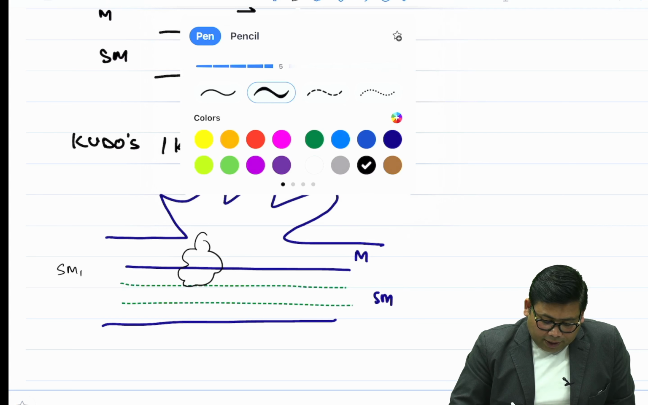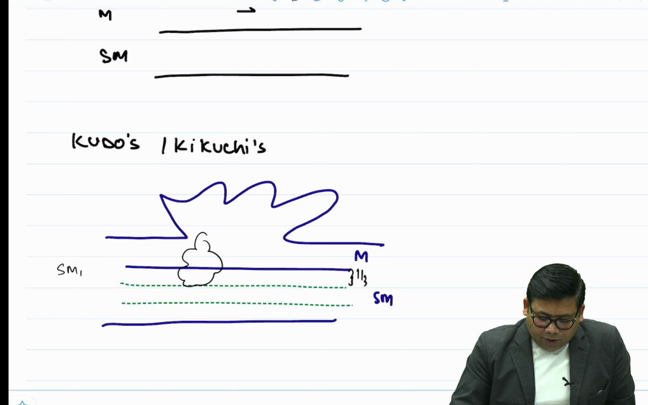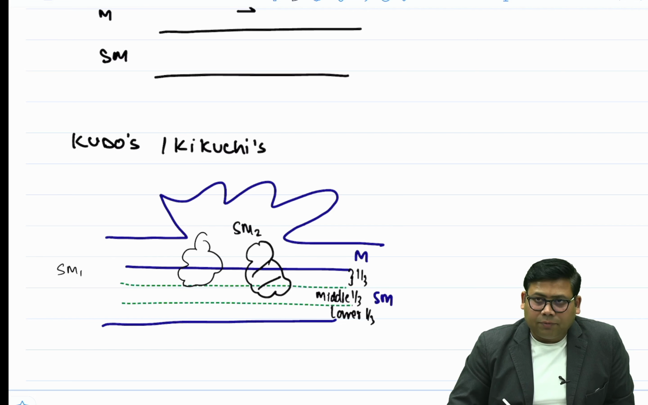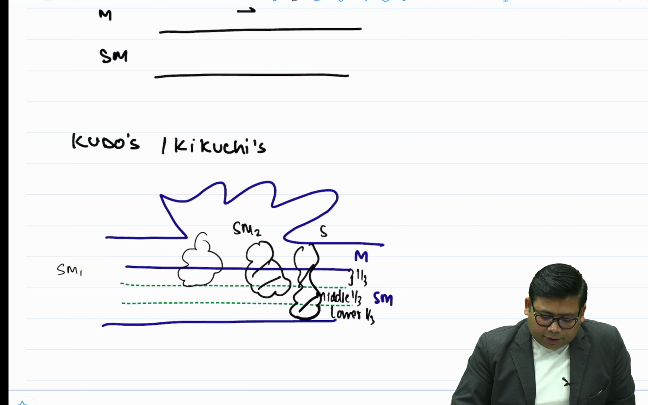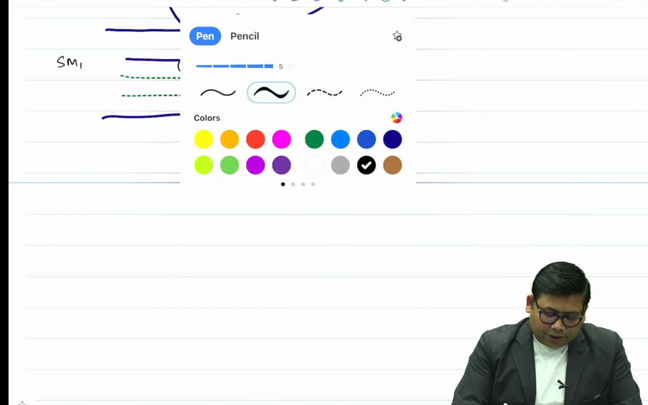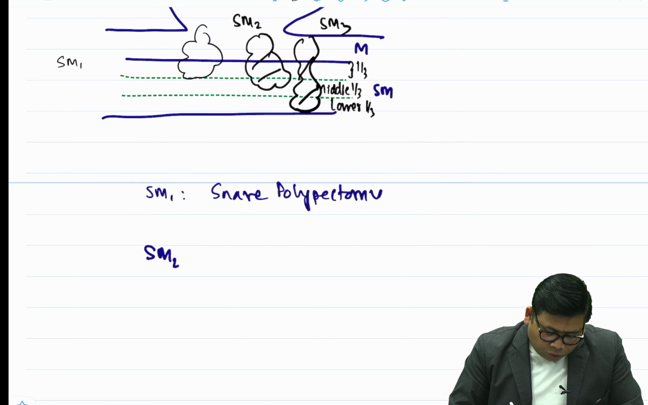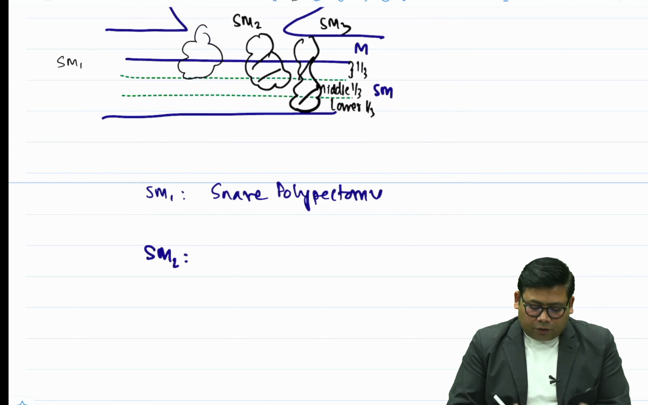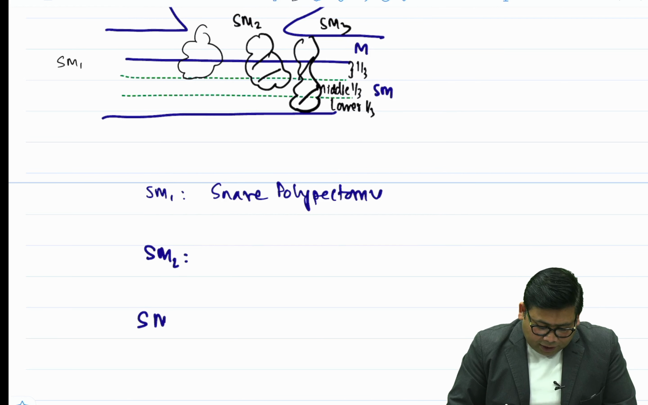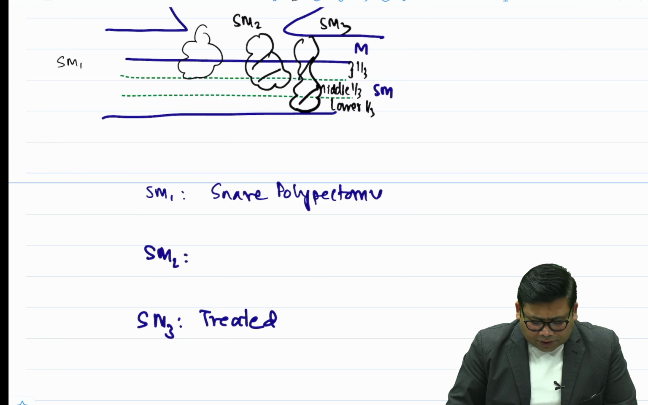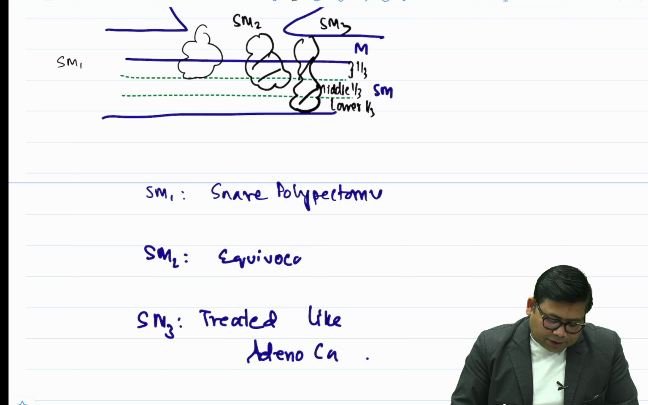What do you mean by SM1? SM1 means up to the upper 1/3 of the submucosa, then middle 1/3, and lower 1/3 submucosa. If the tumor reaches up to the middle 1/3, that is known as SM2, and if it reaches up to the lower 1/3, it is known as SM3. What is the logic here? I will quickly discuss it. For SM1, we go for snare polypectomy. This is very important. If it is SM2, we wait. This is an equivocal scenario where the decision is taken by the consultant, but SM3 we always treat like adenocarcinoma.